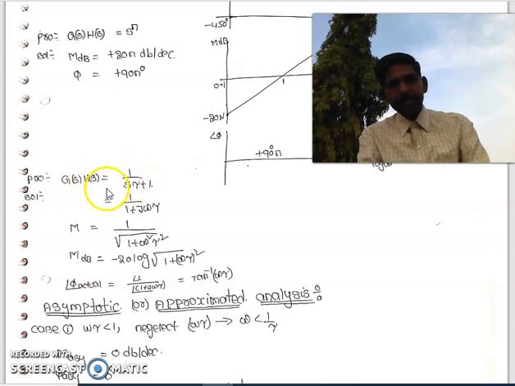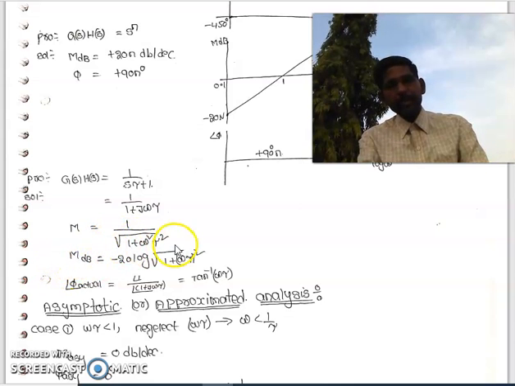The next problem: if G(s)H(s) equals 1 divided by (s tau plus 1), then the first step is to replace s with j omega, find out the magnitude and find the magnitude in dB. The magnitude in dB here is minus 20 log of the square root of 1 plus (omega tau) squared. The angle is the tan inverse of omega tau, with a negative sign.